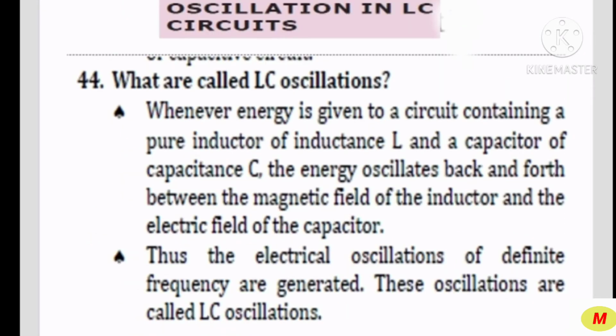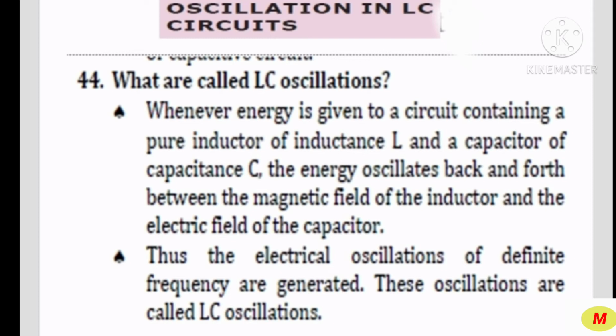Next one is about oscillation in LC circuits. First, let us know what are called LC oscillations. Whenever energy is given to a circuit containing a pure inductor of inductance capital L and a capacitor of capacitance capital C, the energy oscillates back and forth between the magnetic field of the inductor and the electric field of the capacitor. Thus, electrical oscillations of definite frequency are generated. These oscillations are called LC oscillations.